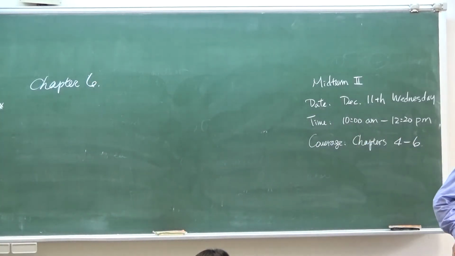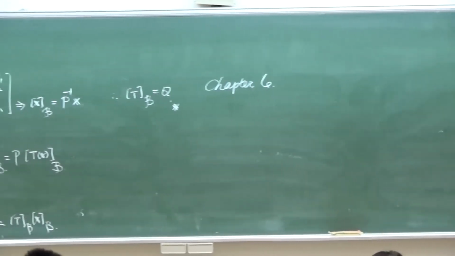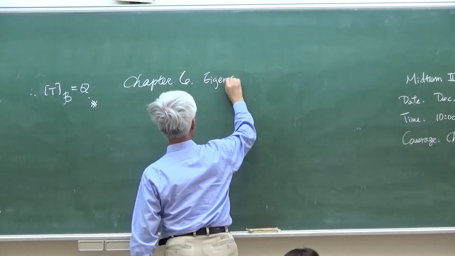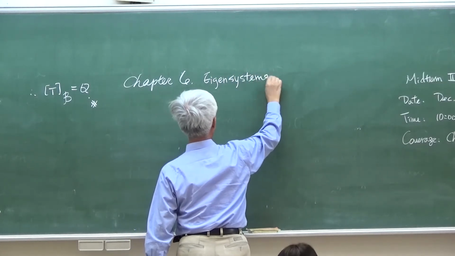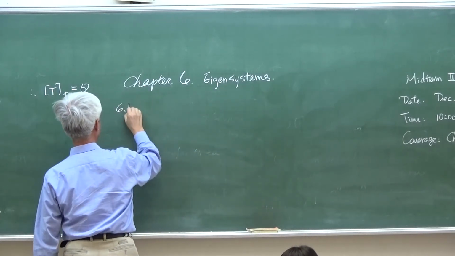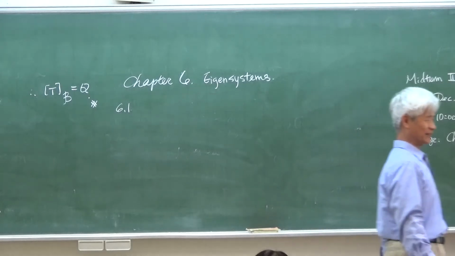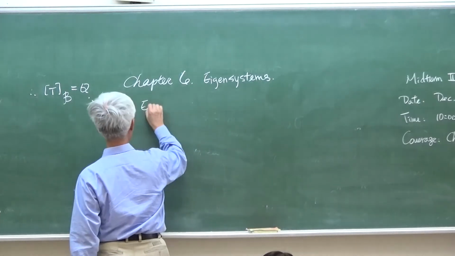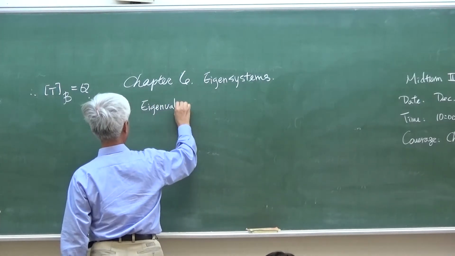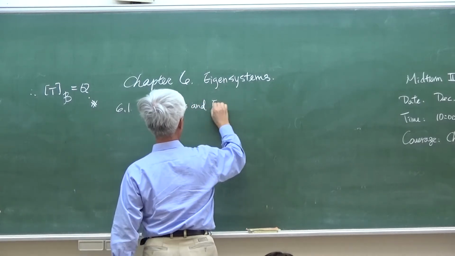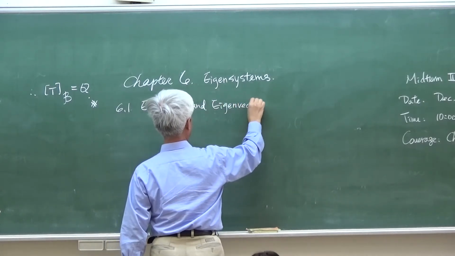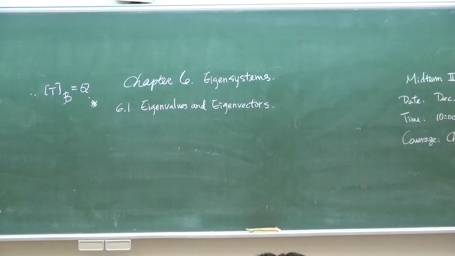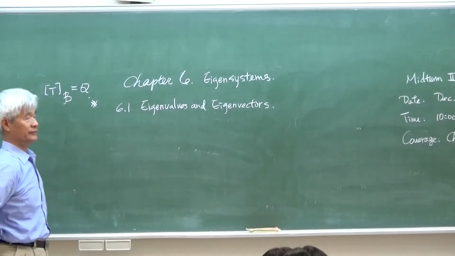Now we start a new chapter, chapter 6, Eigensystems. And there is only one section, coincidence. Okay. So this chapter will give you a basic concept of eigensystems.